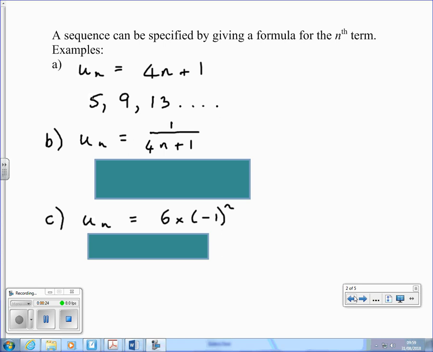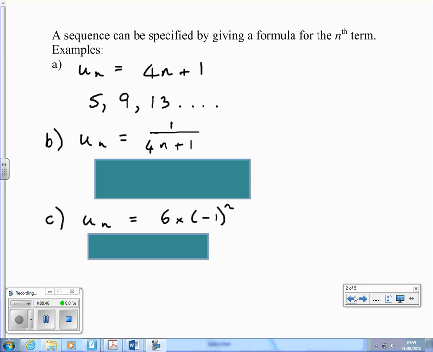There are two ways of specifying a sequence. You could give a formula for the nth term. So, for example, Un is 4n plus 1. So starting with n is 1, that's 4 times 1 plus 1, then 4 times 2 plus 1, and so on. Here's another example. Un is 1 over 4n plus 1.